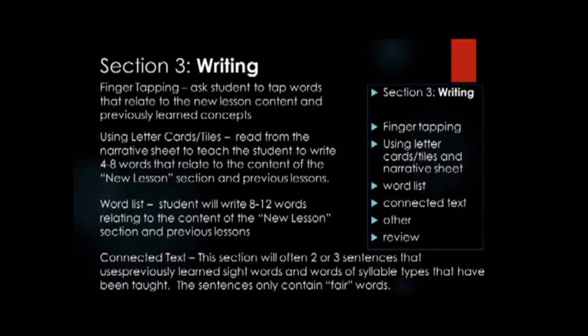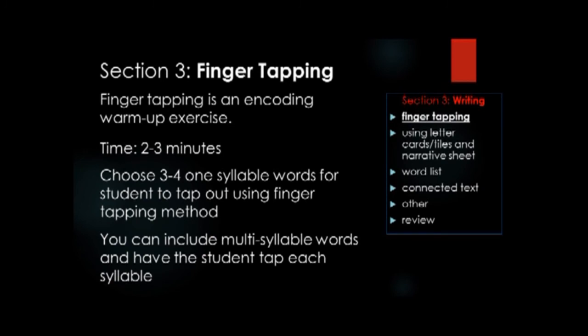At this point, it's time to move on to the third section of the lesson, writing. We'll begin with asking the student to tap out some words that relate to the new lesson content. We call this finger tapping. And we can also use words from previously learned concepts too. In the writing section, we are using real words. We're teaching spelling and we want the student to spell words correctly, so we're not using nonsense words here, just real words.